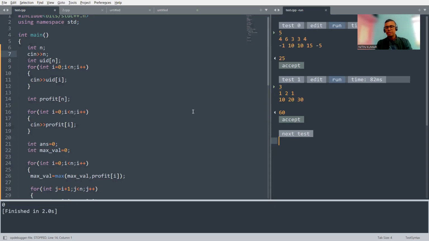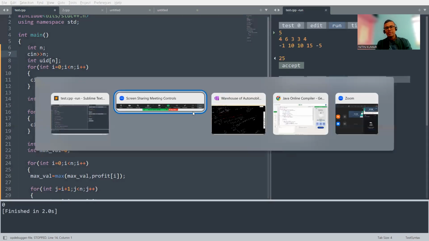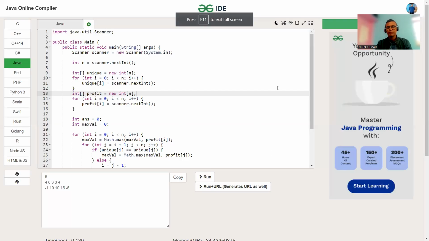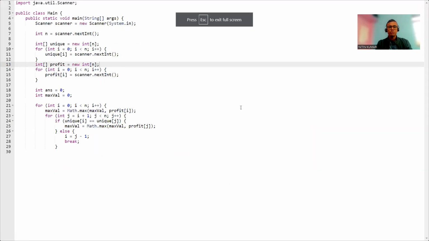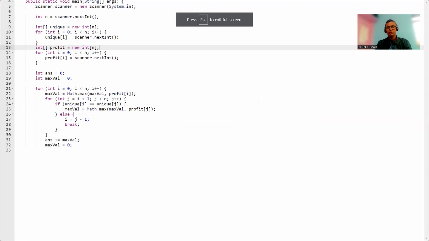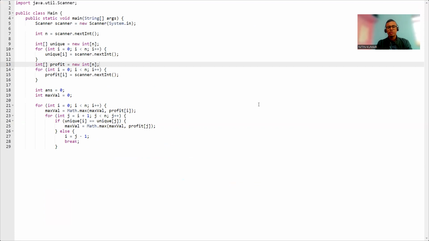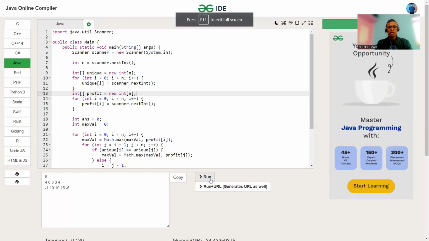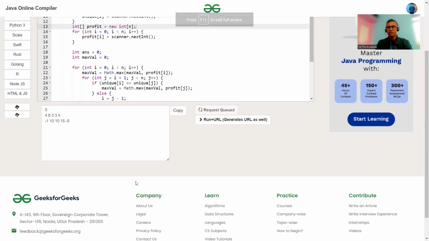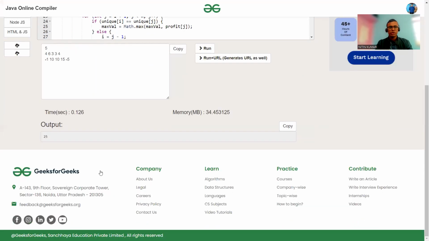So this is the C++ code, and I have written the Java code as well. Let me show you the Java code. The same code is written here also, exactly the same code. And now let me run the code for you. I have taken the input here also. I hope 25 is coming as output, and you can see the output is coming as 25.